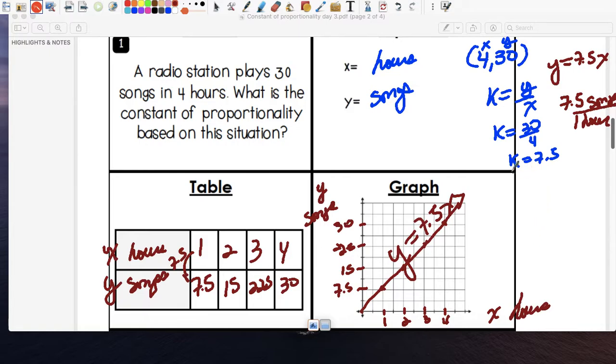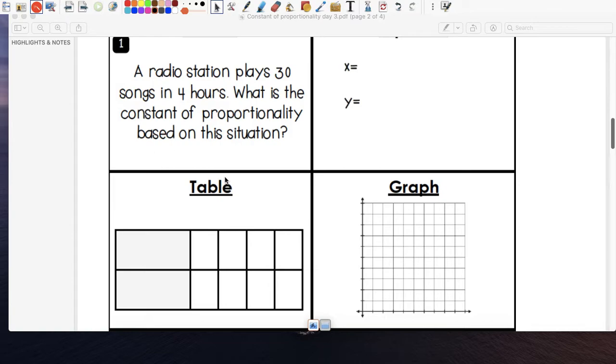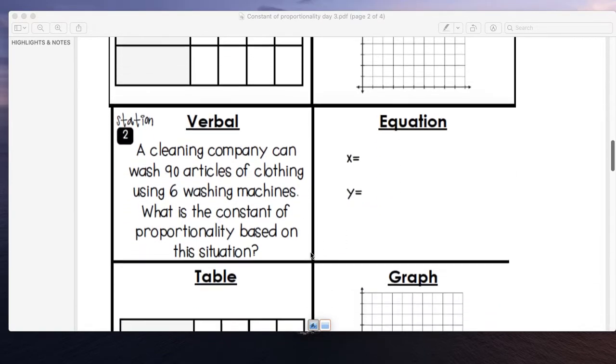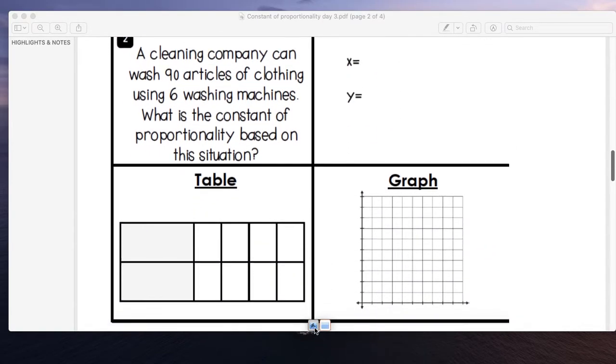Okay. Constant of proportionality, equation of the line, label everything. We're good? Super simple. Number 2 is the same thing.